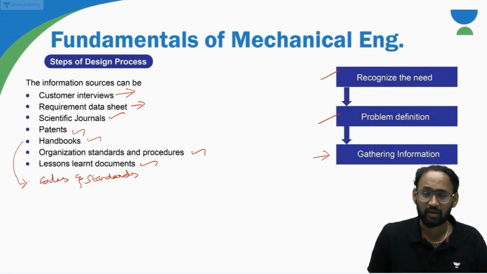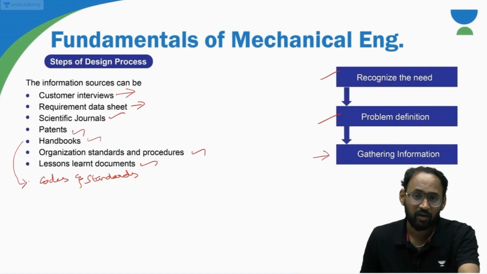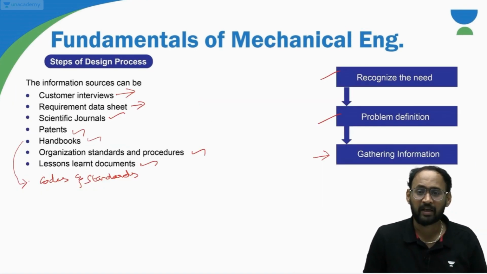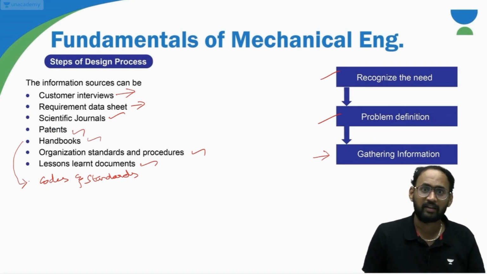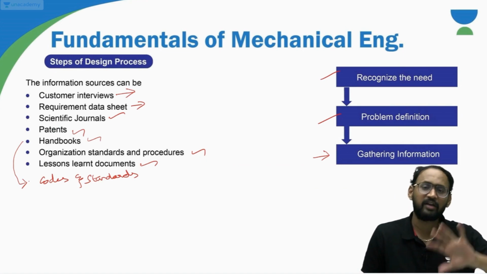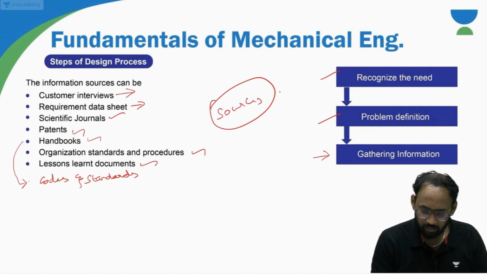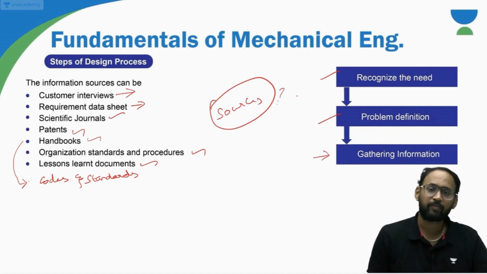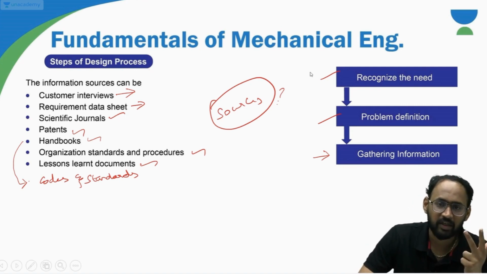So gathering information is very critical for the project, because you are going to gather this data from various types of sources. You should basically know what the sources are that you are going to get the inputs from. So this is the third step in the design process.